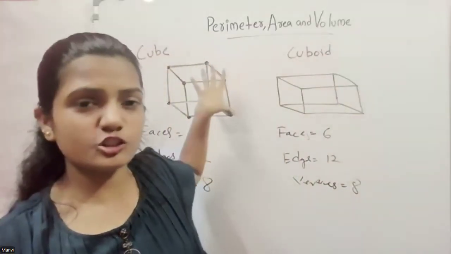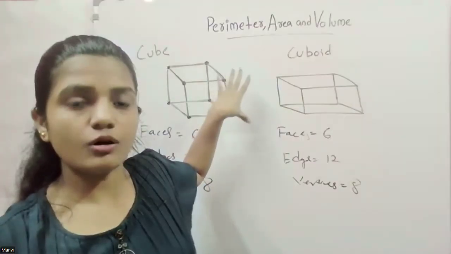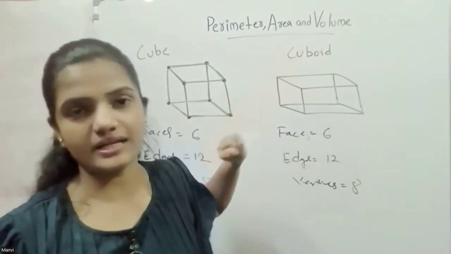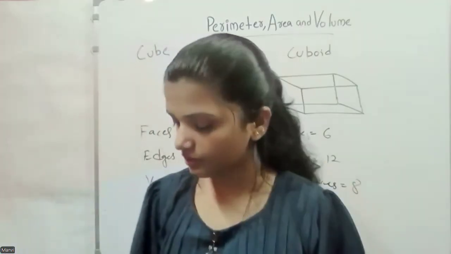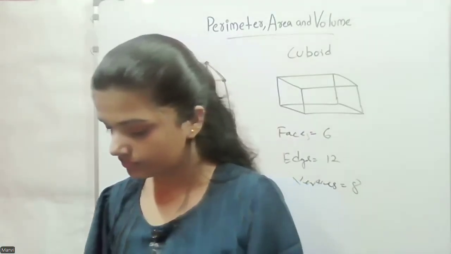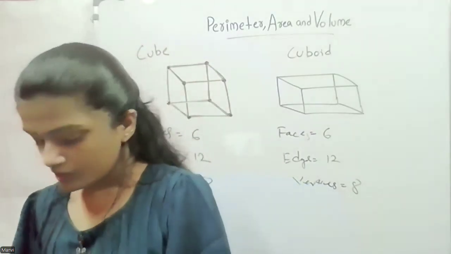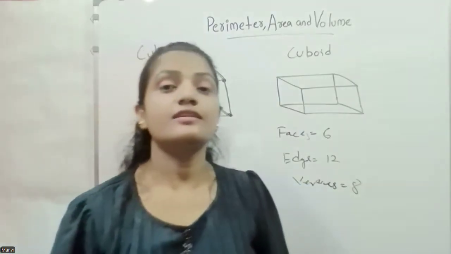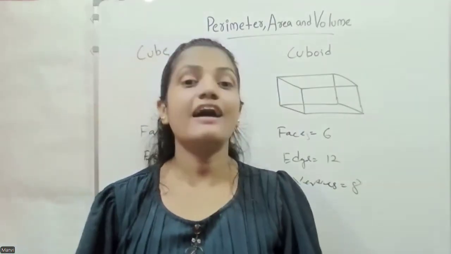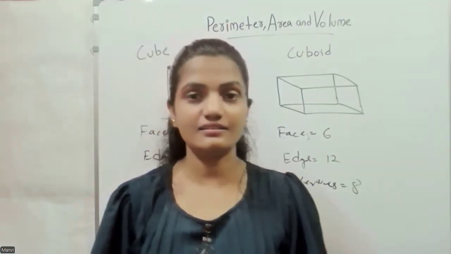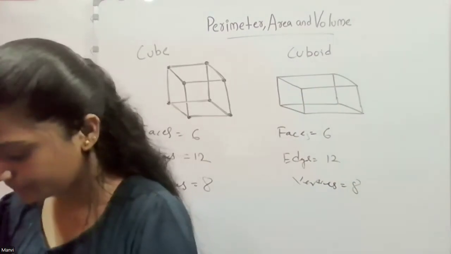Do you understand? In a cube, all faces are same, all edges are same, and here, opposite pairs are same only. Okay? So the face of a cube is same as a square, and the face of a cuboid is same as a rectangle. Right?